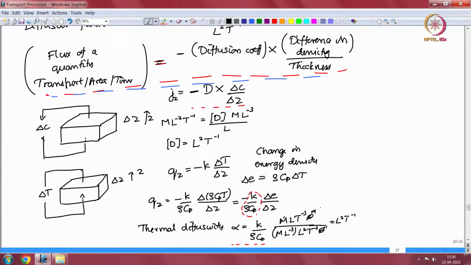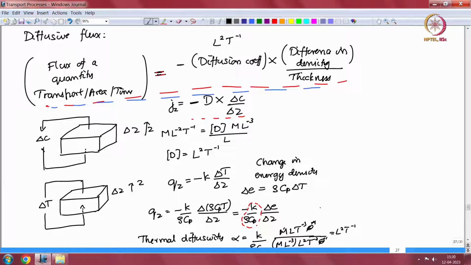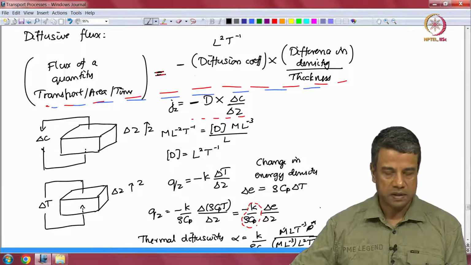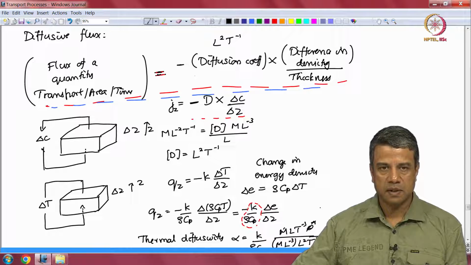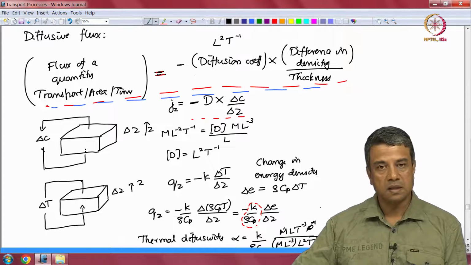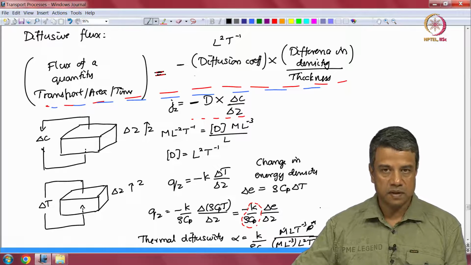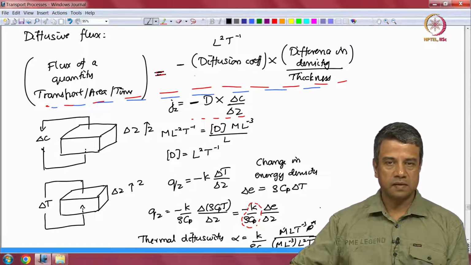That is the rate of transport across a surface per unit area per unit time. And the diffusive flux comes from the definition of the diffusion coefficient. The flux of a quantity across a surface per unit area per unit time is equal to minus of a diffusion coefficient times the difference in density divided by thickness.